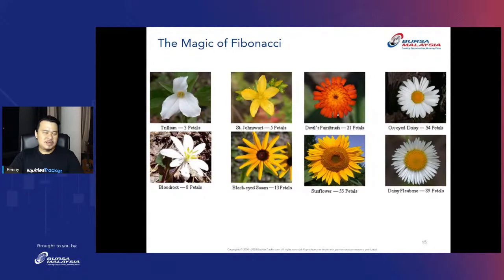Okay, it exists in nature. For example, most of the, in fact, all of the petals in flowers are Fibonacci numbers. Okay, like the white trillium flower over there has 3 petals. The St. John's wort there has 5 petals, and so on and so forth. They are all based on Fibonacci.